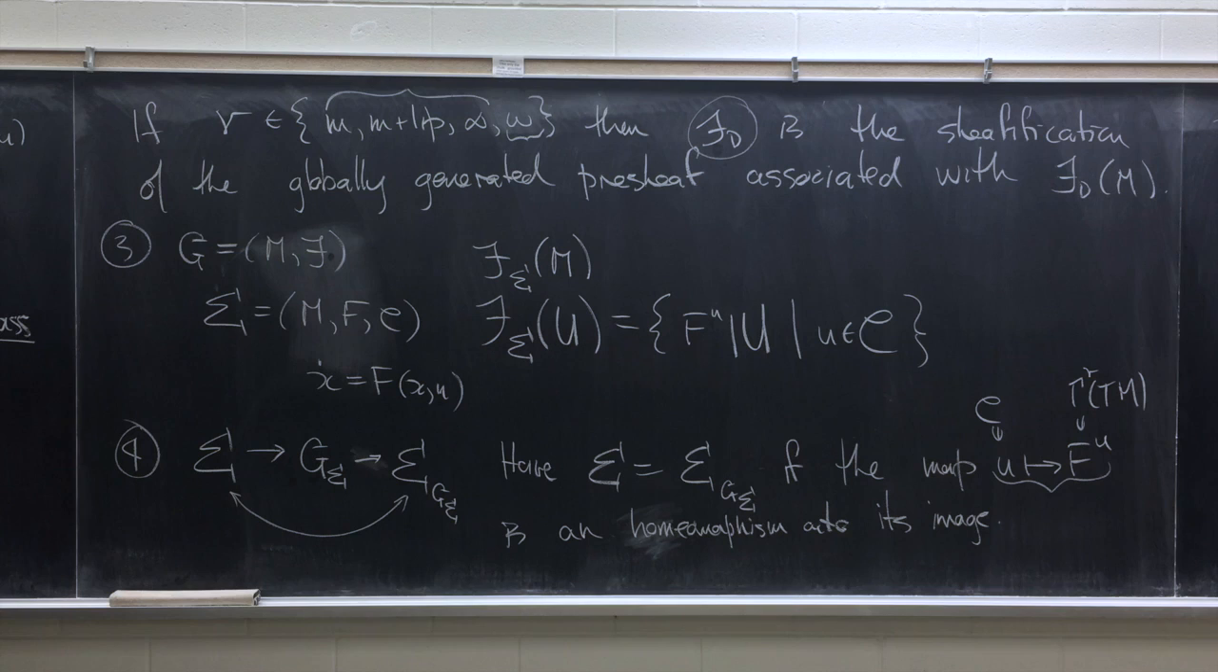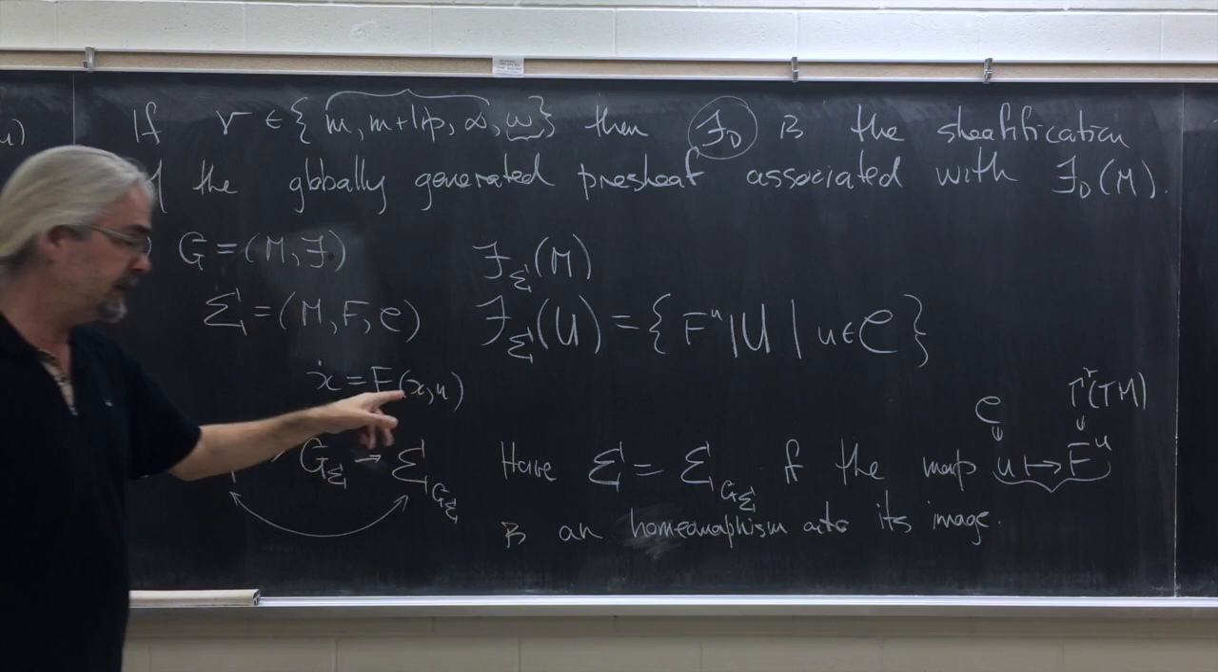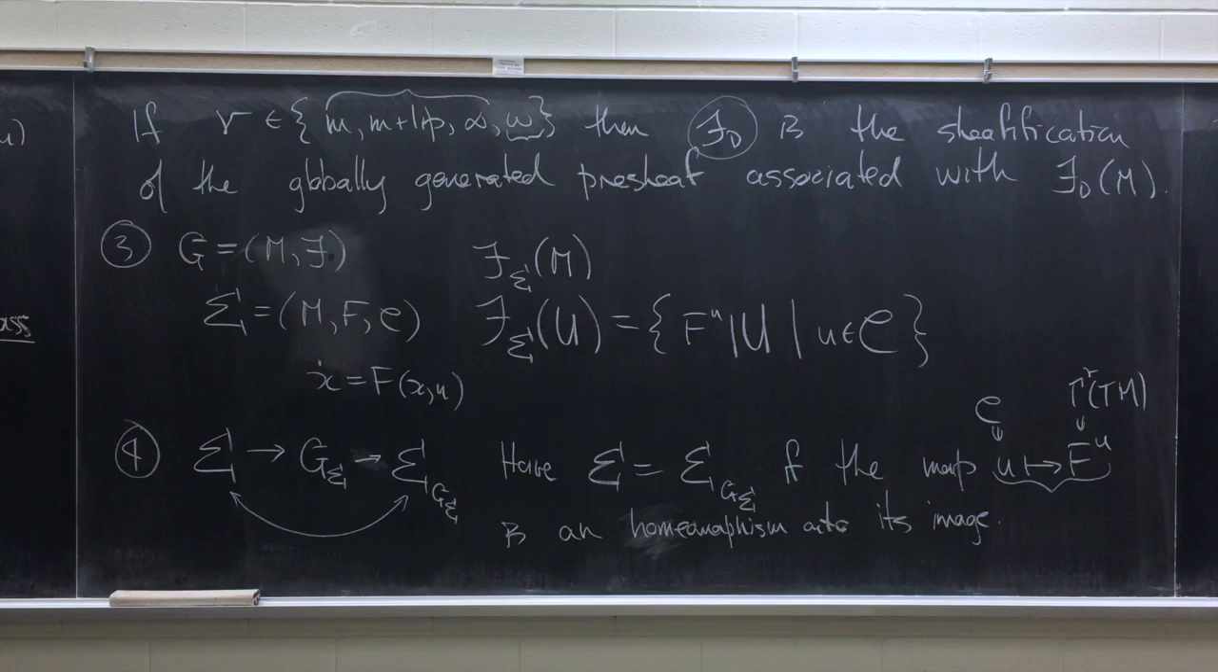So now we have continuity, which is assumed for sigma. Injectiveness has to be part of the condition if we're going to get any correspondence between these things. But then you also need the homeomorphism onto its image. That means it should be an open mapping onto its image. Now that's a genuine topological condition. For example, if the control set C is compact, this will be true.